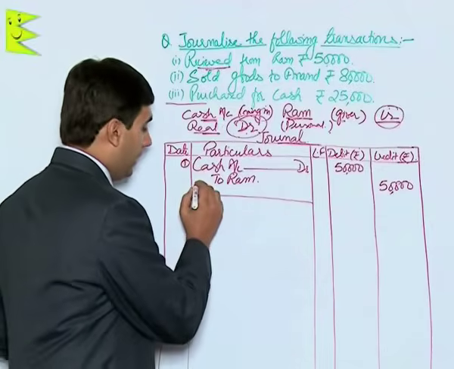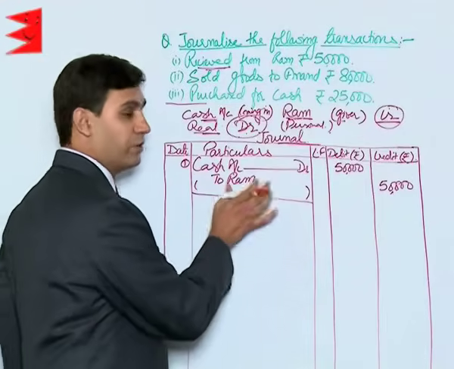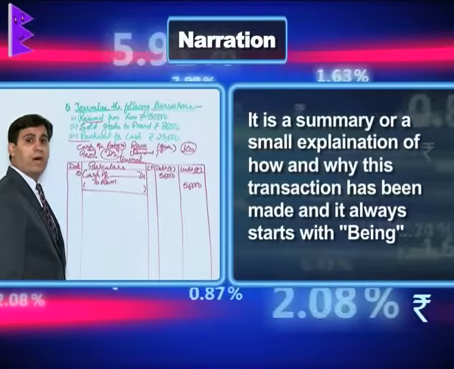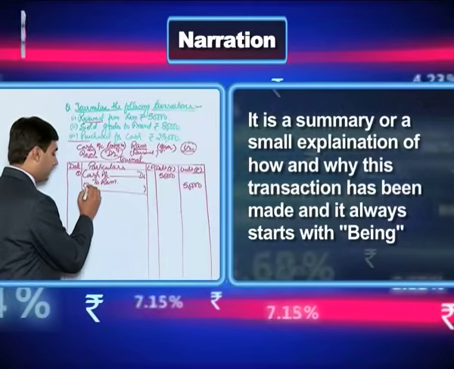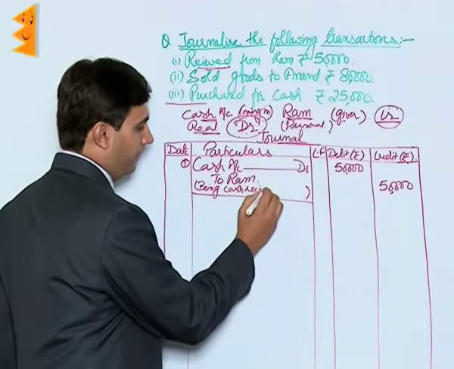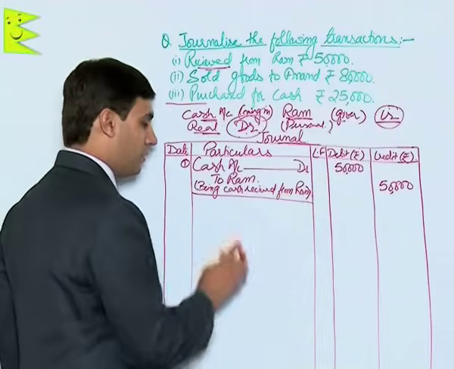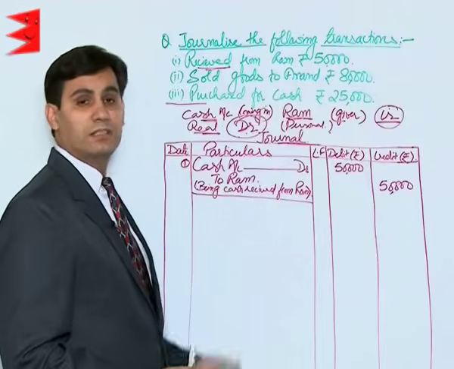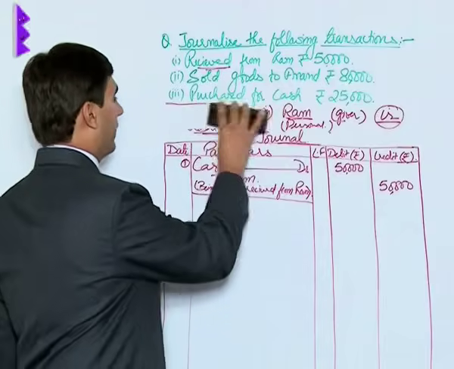Now students, every entry or the journal entry that we have made has a narration part to it. The narration means it is actually a summary or it's an explanation of how and why this transaction has been made. It always starts from being. So we'll write being cash received from Ram. This line makes it clear that this entry was made because Ram has paid us certain sum of money. Now let us come to the second transaction.